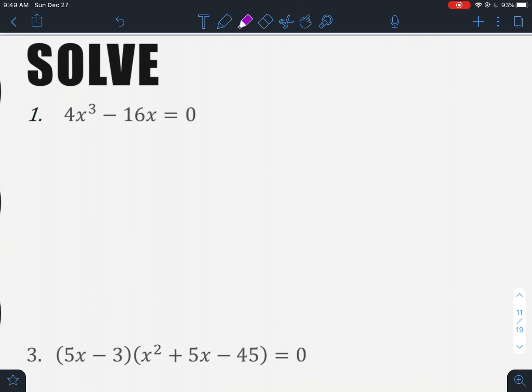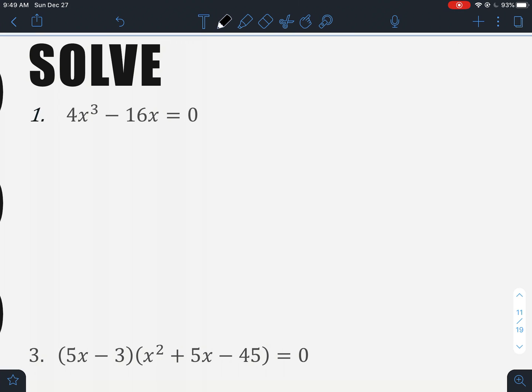All right. Let's look at the next ones. 4x to the third minus 16x equals 0. Let's pull out their common factor. The common factor is 4x. And so I'd be left with 4x times x squared minus 4, equals 0.